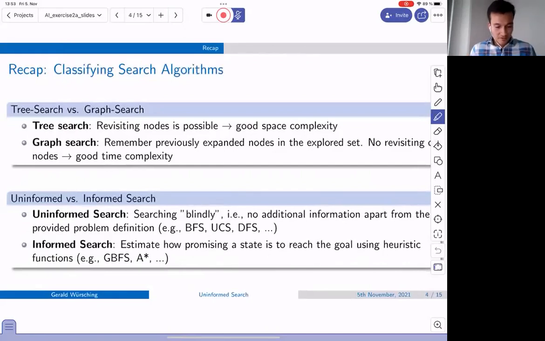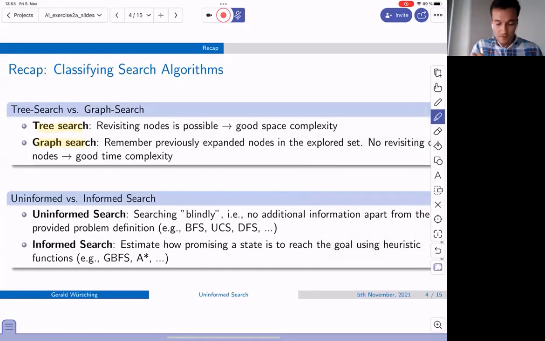The last thing I want to quickly talk about are classifications of search algorithms. For us now, we are looking at 2 major classifications. First of all is tree search versus graph search. This really refers to how we handle nodes that we've visited already. In tree search, we are able to revisit nodes that we've already explored in the past.